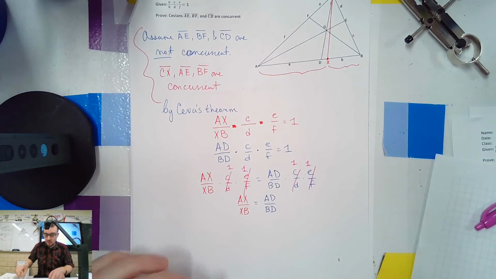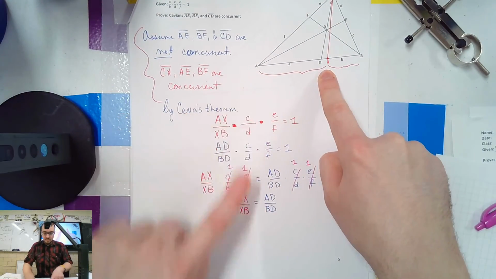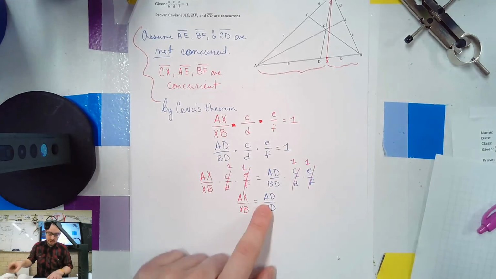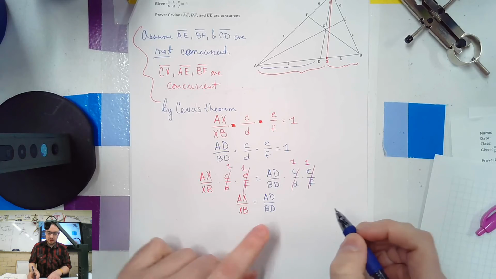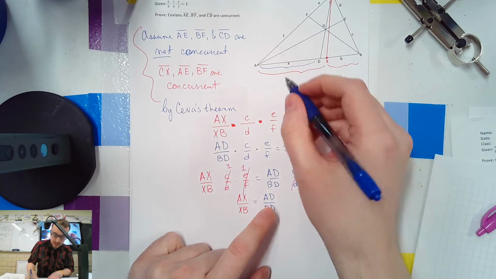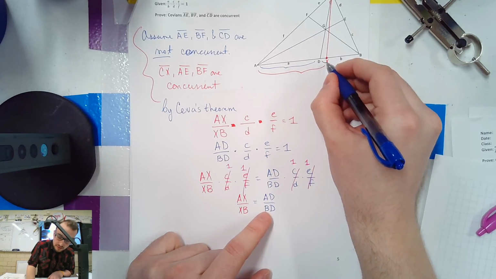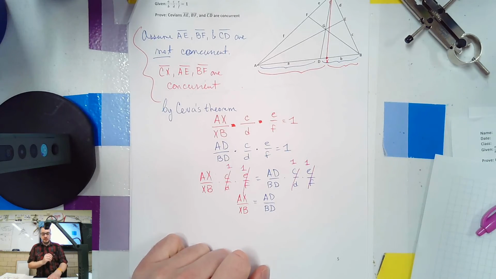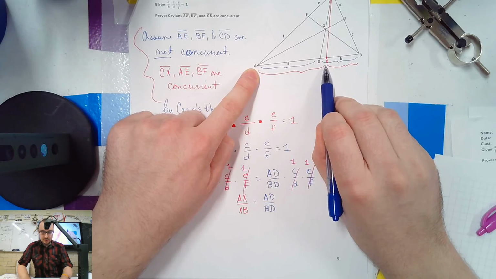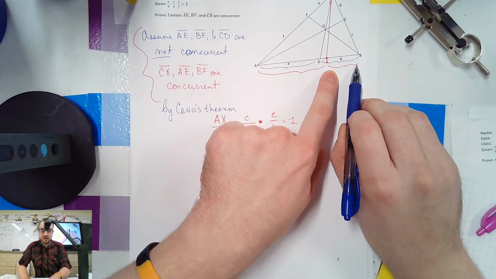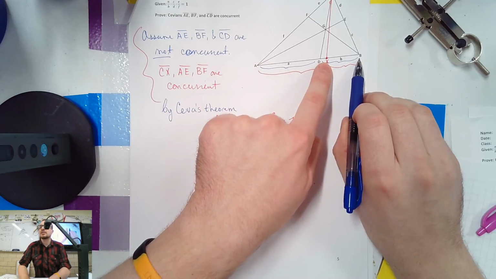What is AX? Well, it's this amount, right? And BX is this. What's AD? It's this amount. And what's, oh, sorry, that was AD. What's BD? This amount. So you're telling me that AX and XB are the same as AD and BD.